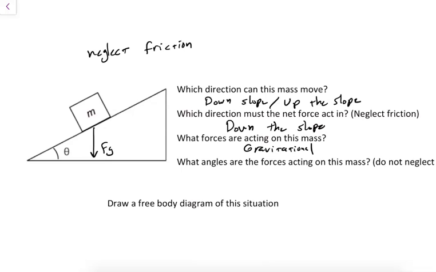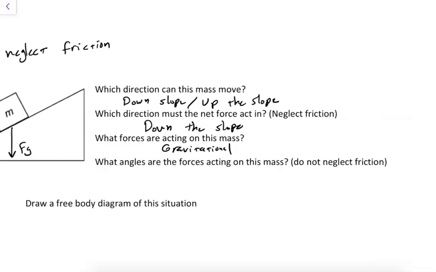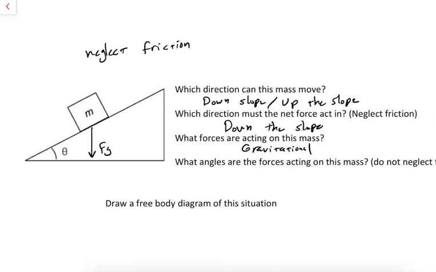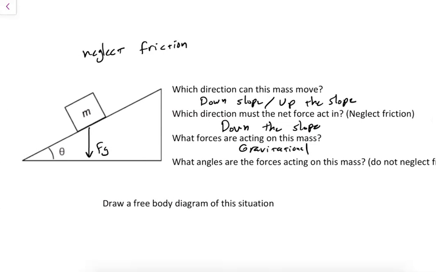And what angles are the forces acting on the mass? Well, that's weird. What do you mean, what forces are acting on the mass? Well, we need to look at this mass and find the components that are towards the direction of motion. So we need to change this to down the slope or up the slope. So we need to tilt your head, right? Tilt your head to the left. So the inclined plane now acts like a horizontal line.